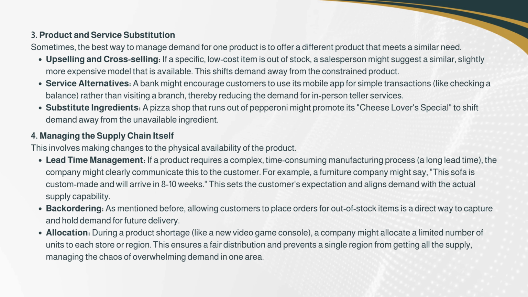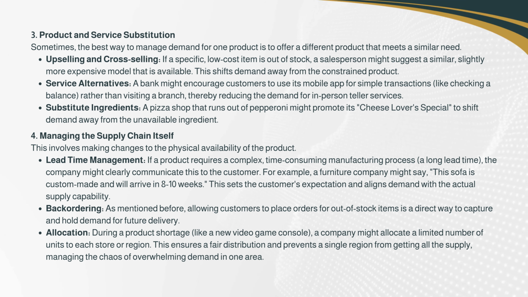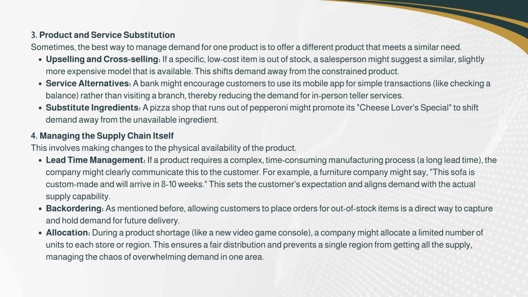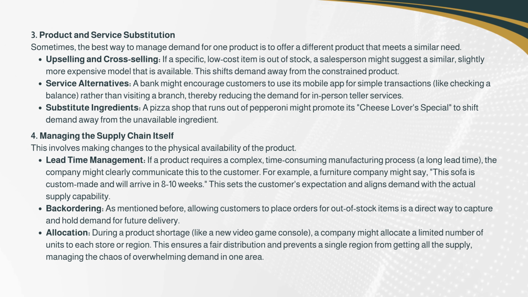4. Managing the supply chain itself. This involves making changes to the physical availability of the product. Lead time management. If a product requires a complex, time-consuming manufacturing process, a long lead time, the company might clearly communicate this to the customer. For example, a furniture company might say, "This sofa is custom-made and will arrive in 8 to 10 weeks." This sets the customer's expectation and aligns demand with the actual supply capability.